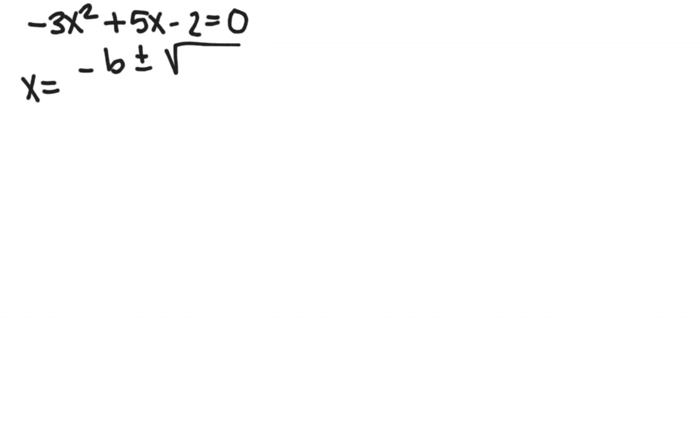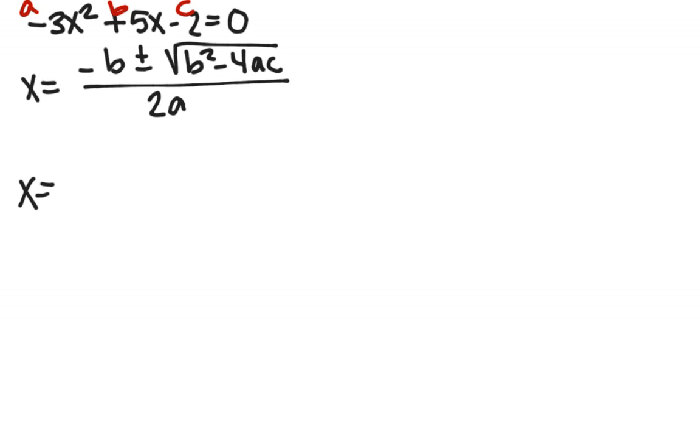Now, from here, we might take that a step further and actually solve using the quadratic formula. Maybe I'm given this: -3x squared plus 5x minus 2 equals 0. So we're going to substitute into our quadratic formula. In case you've forgotten, that's -b plus or minus the square root of b squared minus 4ac, over 2a. A this time is -3, b this time is 5, and c is -2.